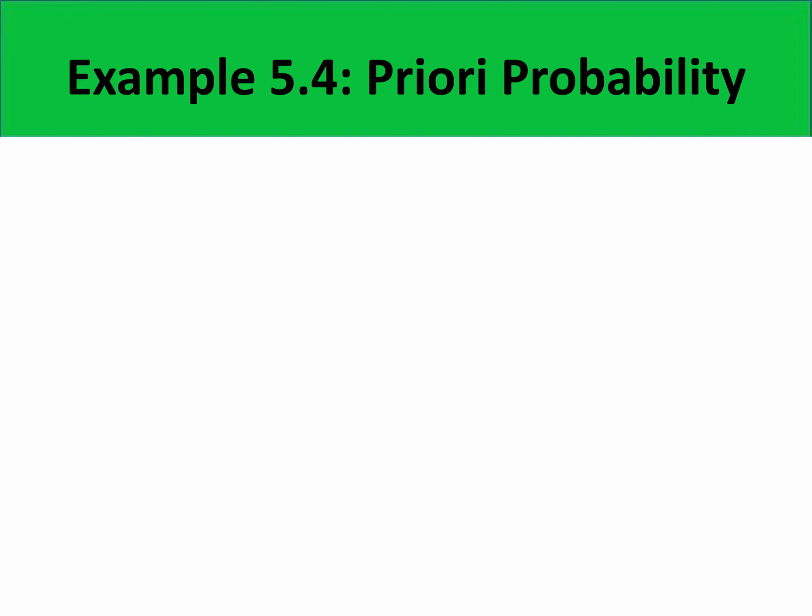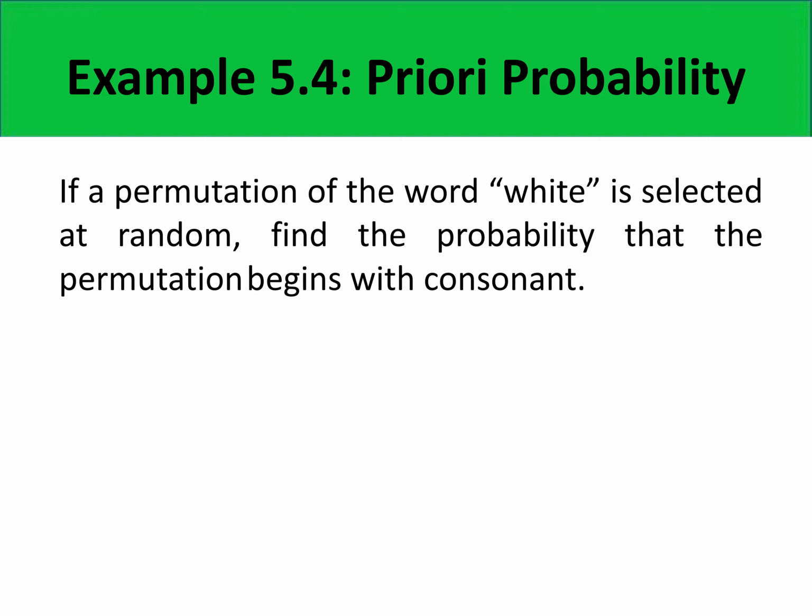Let us have another example. If a permutation of the word white is selected at random, find the probability that the permutation begins with a consonant. The sample space of this experiment would be the elements that would consist of all permutations of the letters of the word white. Now, the number of elements of the sample space is 5 factorial since all the letters of the word white are distinct. So this is equal to 120.